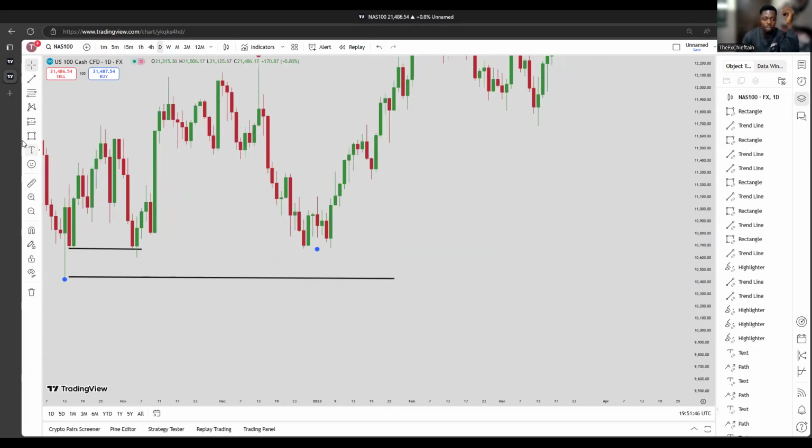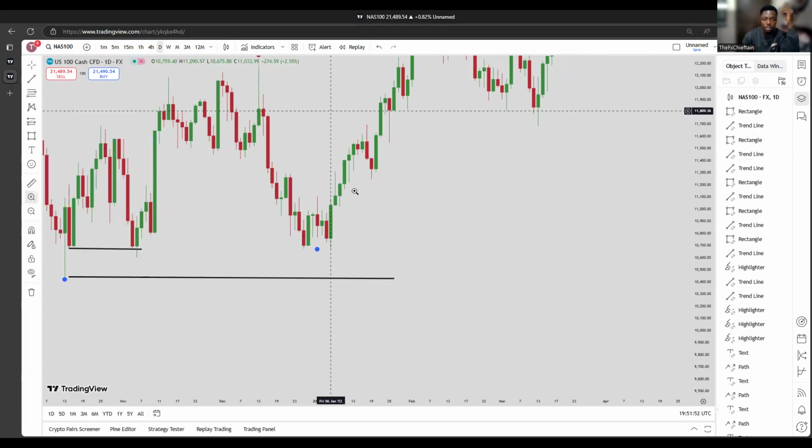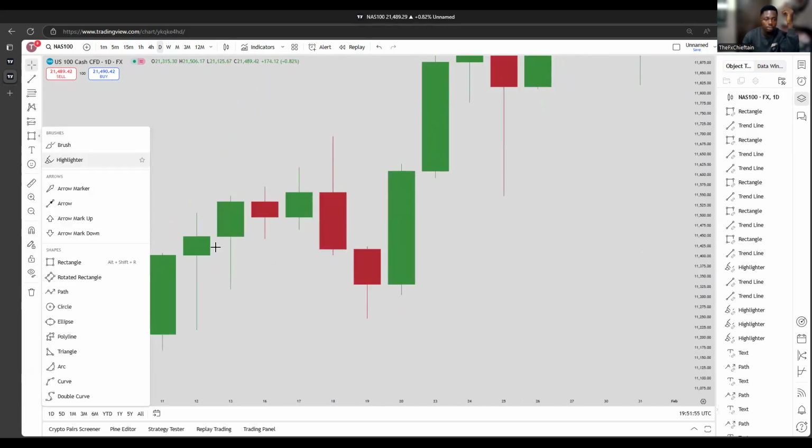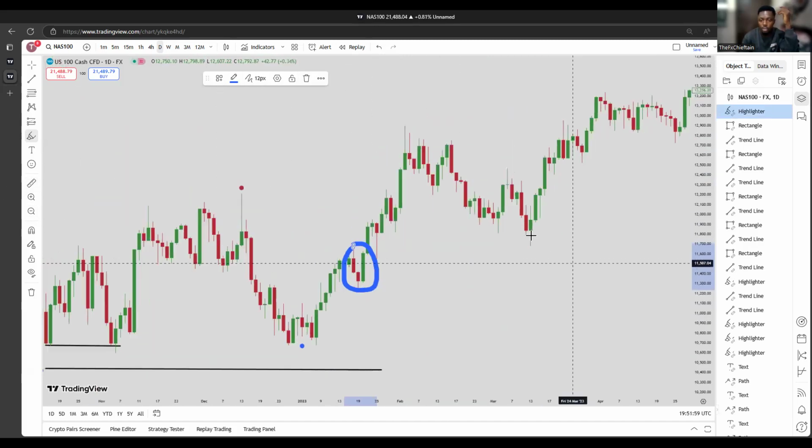We can see this one now. This is what we call a morning star. You can see this morning star happening right here. Let me zoom in, then I'll use my highlighter. You can see this morning star, just like I've drawn. All right, so you can see other ones like this.